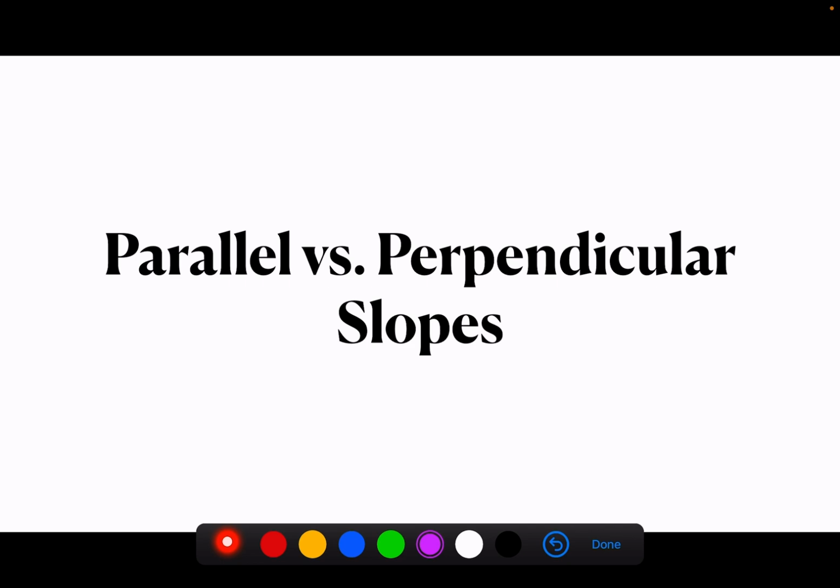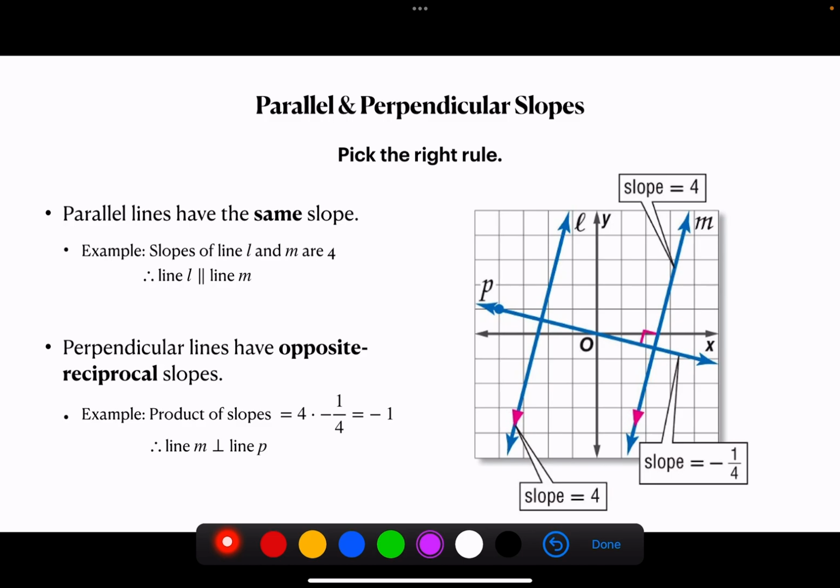Let's talk about parallel versus perpendicular slopes now. We're going to compare two different slopes and determine whether or not they are parallel, perpendicular, or neither. Parallel lines have the same slope. If we find two slopes of two different lines and we notice that they are exactly the same, then they are parallel. In this example, the slopes of our parallel lines are both 4. They rise 4 units and run 1 unit. They have the same steepness.